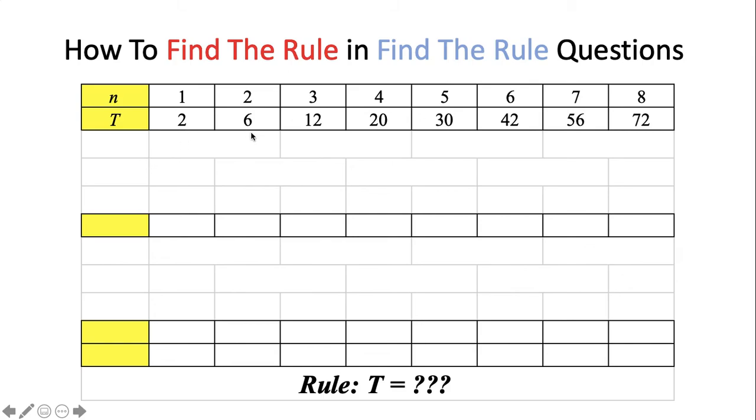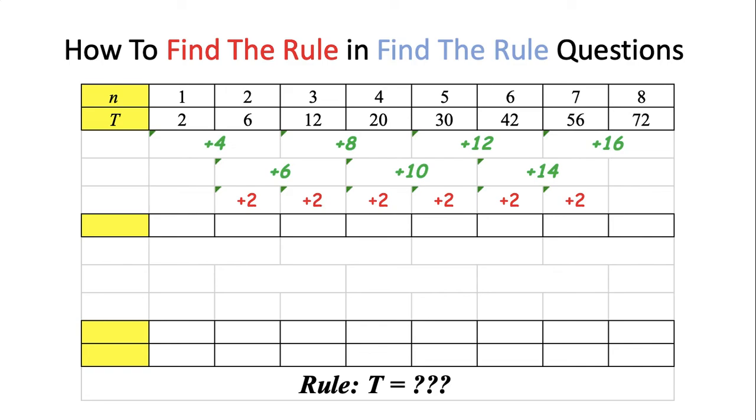Now if we think about the differences between these terms, they go +4, 2 to 6 +4, 6 to 12 +6, and they're going +4, +6, +8, +10, +12, +14, +16. And there certainly appears to be a pattern to that. And if we think about the differences between the differences, so from 4 to 6 is +2, from 6 to 8 is +2, and these are called the second differences for obvious reasons, and the second differences are the same every time. When the second differences are the same every time, that means the rule is a quadratic.